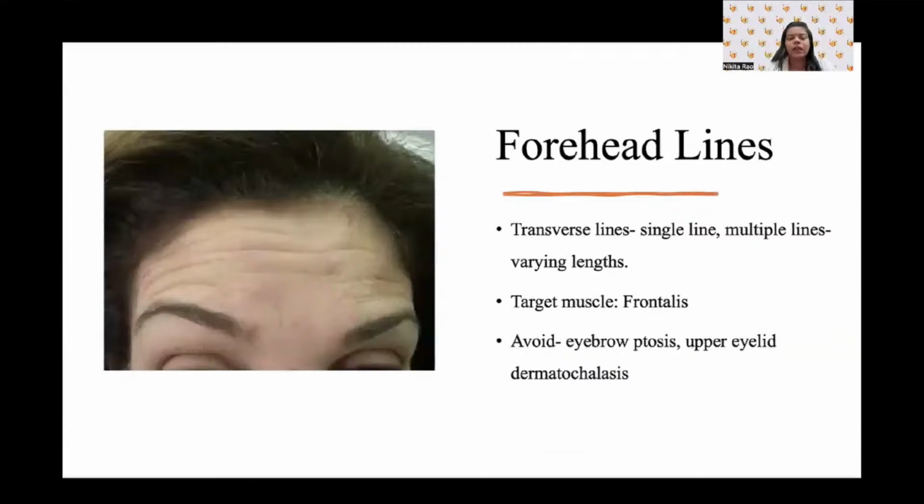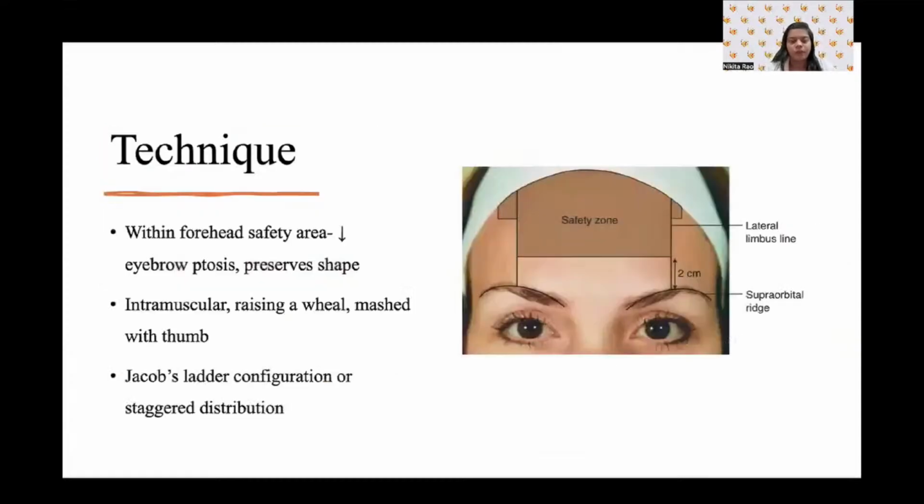Next, coming to forehead lines. So these are transverse lines. They can be either single or multiple, of varying lengths, present over the forehead. The target muscle here is the frontalis, and injection has to be avoided if the patient has eyebrow ptosis or upper eyelid dermatochalasis. Coming to the technique, it has to be again given within the safety area to prevent eyebrow ptosis and to preserve the shape of the eyebrow.